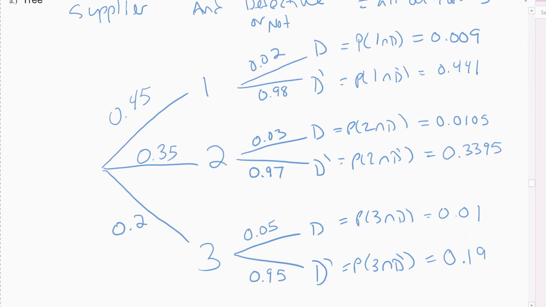Out of all my tires, those are all the possibilities. So this is the probability distribution. And now answer the question based on your tree.